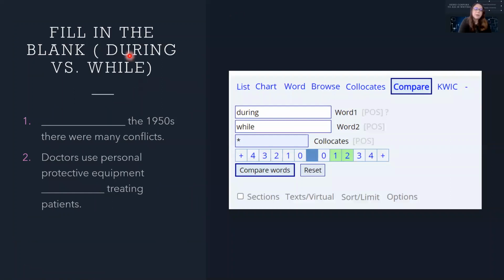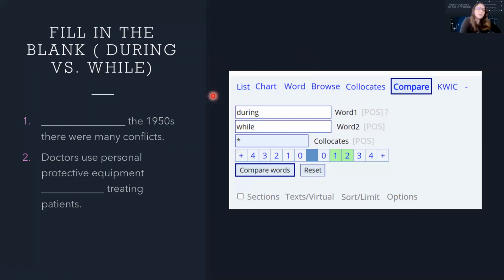All right. Another thing that students sometimes get confused is when to use during and while. So you can also do a comparison search this way as well. So let's look at number 1. Something the 1950s, there were many conflicts. So for number 1, would it be during or while? What do you think? Okay, so we've got some durings. More durings. Right, so probably the answer is during, maybe.